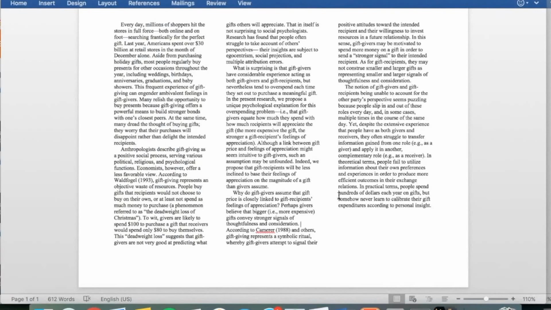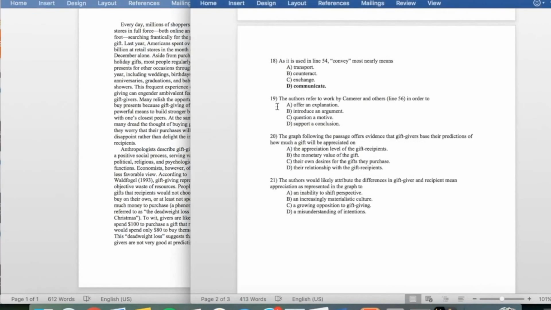It gives us the argument but no explanation, which is exactly what this next sentence is going to be doing. It provides evidence. It explains this argument provided in the last one. So that is going to be the answer, offering an explanation. B, introducing an argument. Again, that was done in the previous sentence in that paragraph. C, question a motive. There really isn't any motive question here, so that is not right.